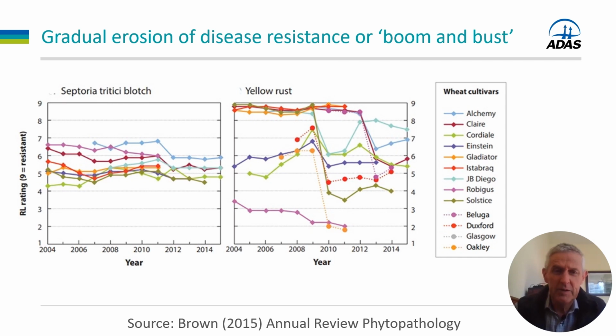So let's just try and understand the evolutionary process by which this occurs in order to understand what we can do about it. And to understand this, I'd like to just take a step back to what we looked at in the video on managing fungicide resistance, because there's a strong analogy between the evolution of fungicide resistance and the evolution of virulence.